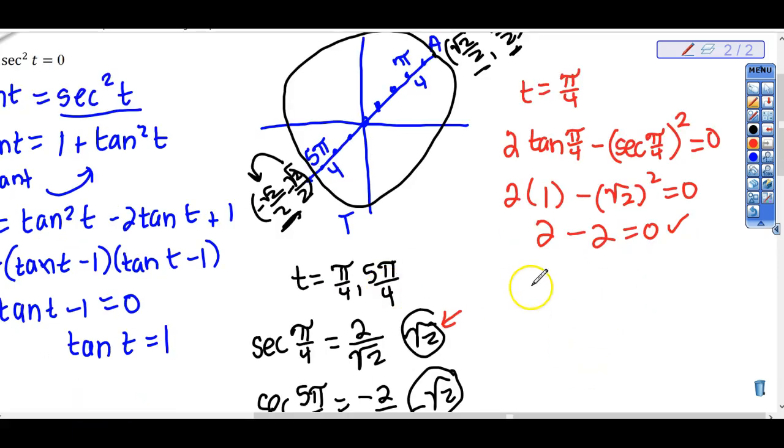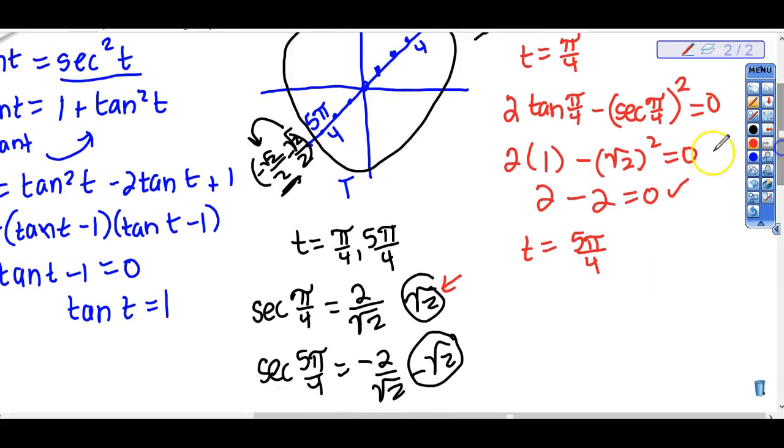So now let's check the other one. We're almost done. So we're going to check for 5 pi over 4. We're going to plug it in. So 2 times tangent of 5 pi over 4 minus secant of 5 pi over 4 quantity squared equals 0.